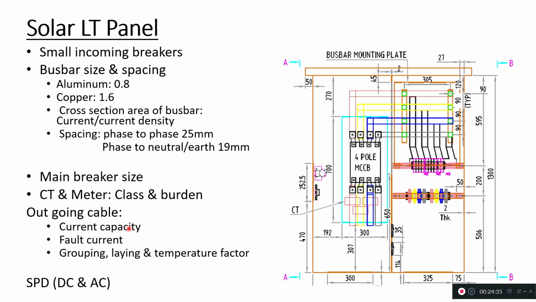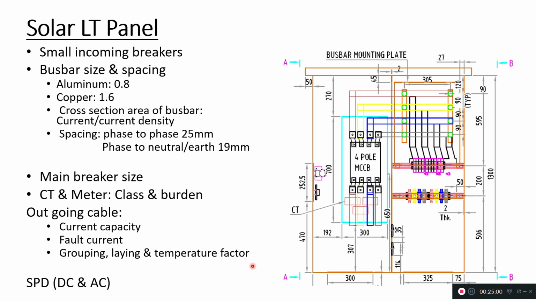Next is the main outgoing cable. I already explained that, but still I will tell you again in brief. It should be able to handle the fault current from the client system. Second, it should be suitable for carrying the system current with less voltage drop. And then you need to consider the grouping factor, laying factor and temperature factor.